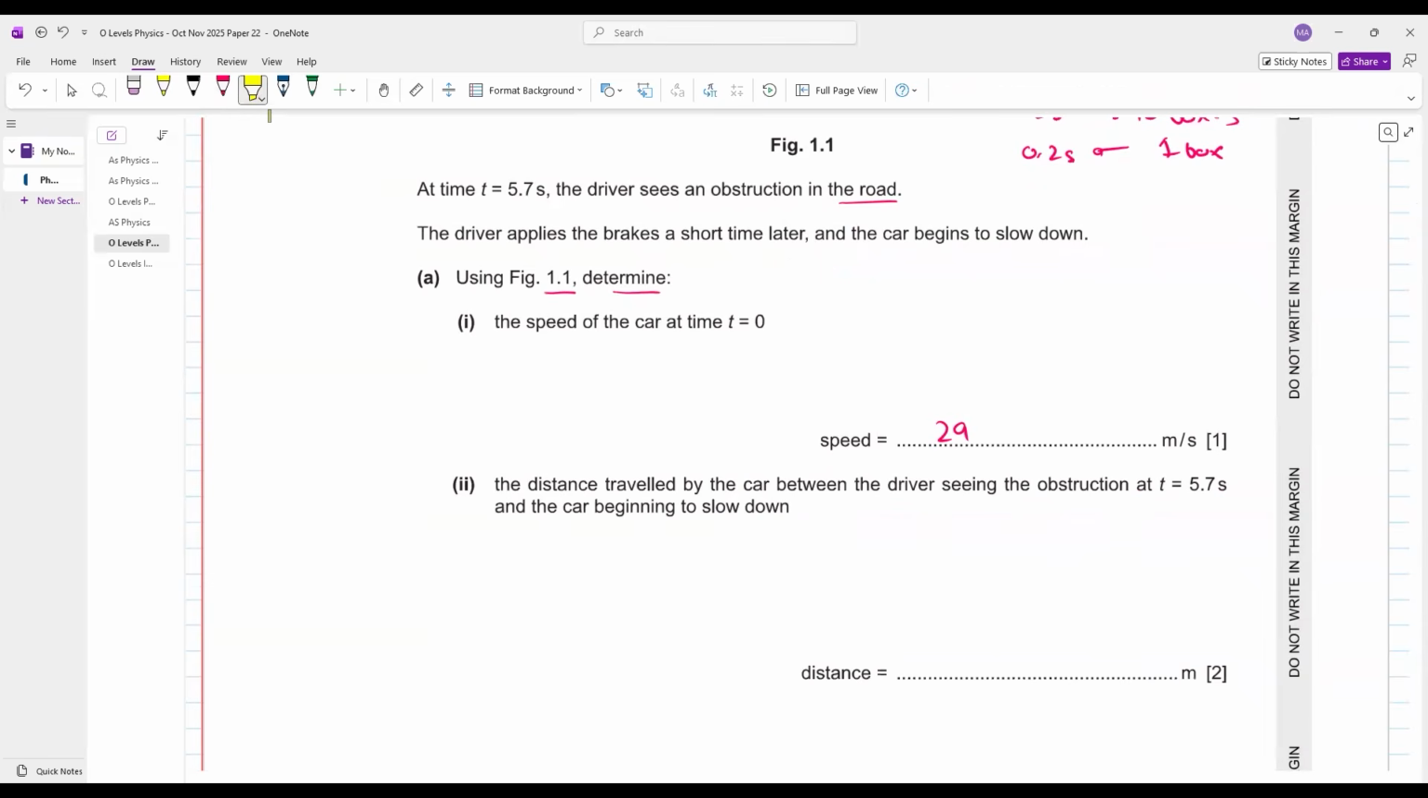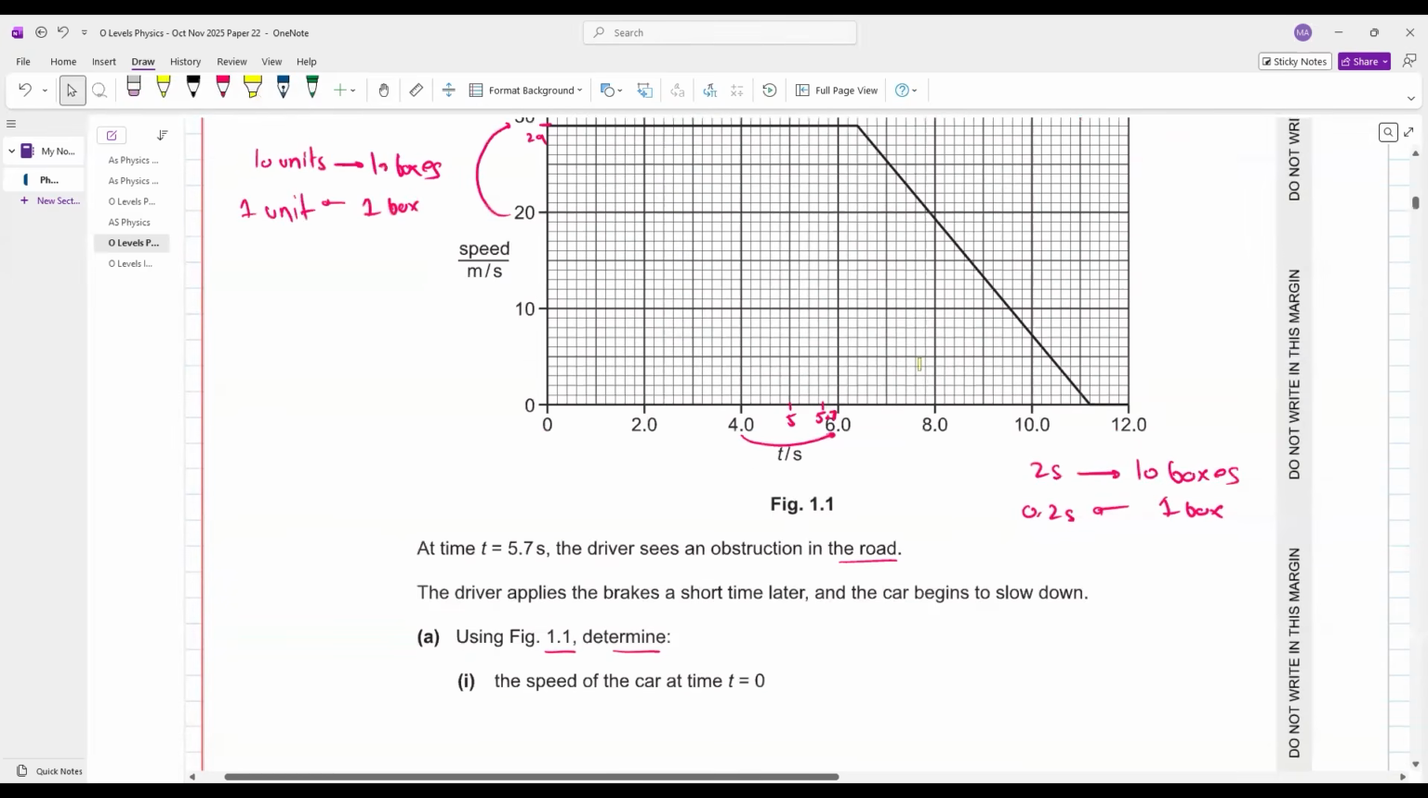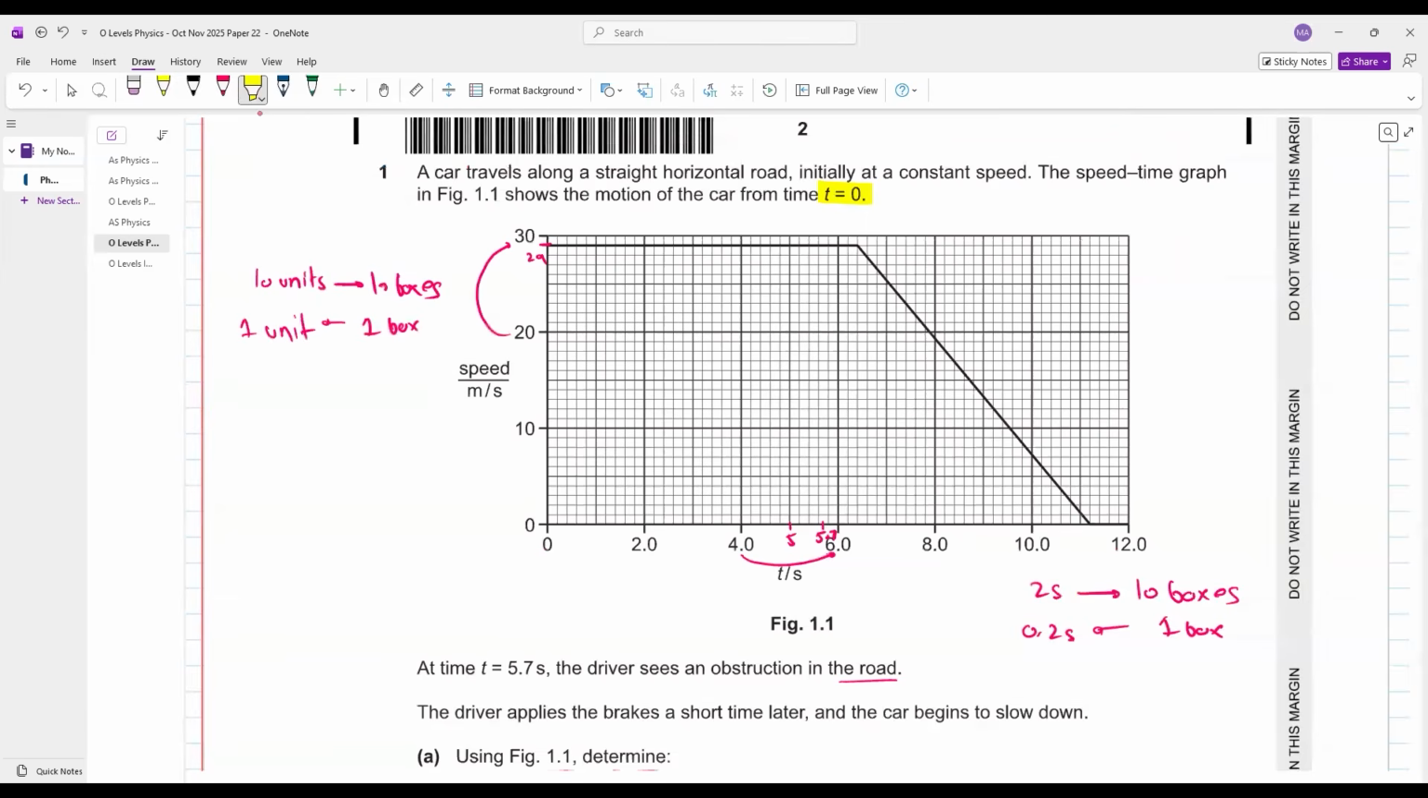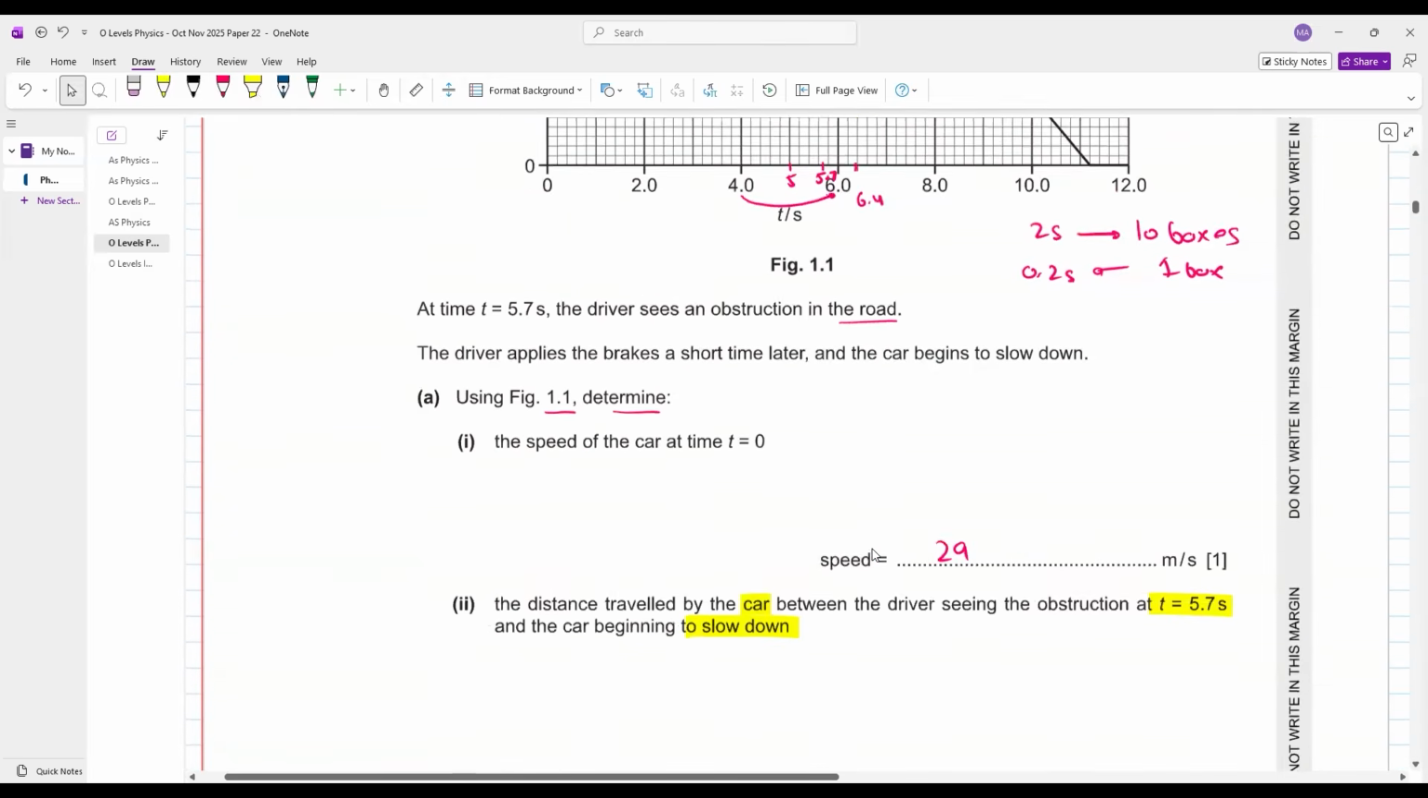Now you have to calculate the distance traveled by the car between the driver seeing the obstruction at time t equals 5.7 seconds and the car beginning to slow down. When is the car slowing down? The car is slowing down at this point. This is 6.4 seconds. When did you see the obstruction? At 5.7 seconds. You start to slow down at 6.4 seconds.